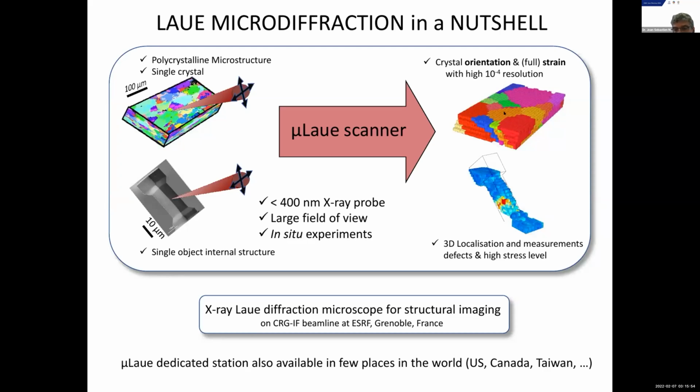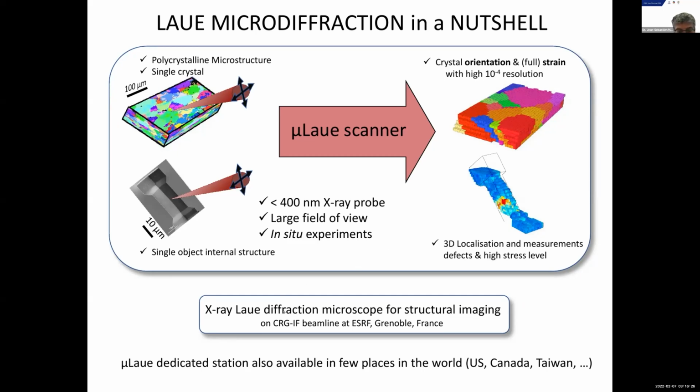And then what you can extract with a high resolution, 10 to the minus 4, in terms of angle and strain, you can determine the orientation and the full strain. I have put the "full" in parentheses, so I will explain later why. And recently, we can also do 3D maps and then you can locate the defect inside the material.